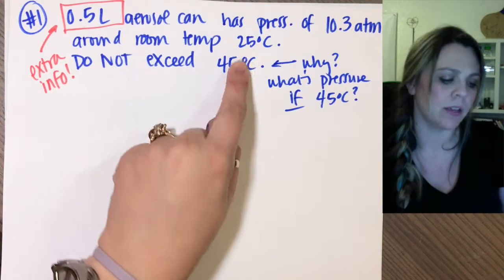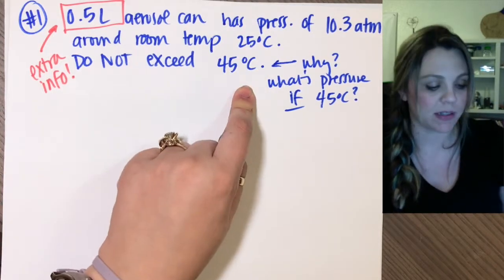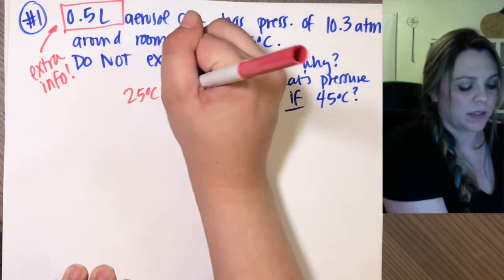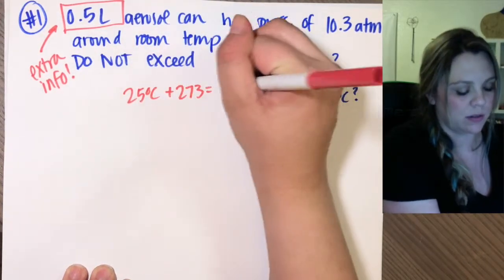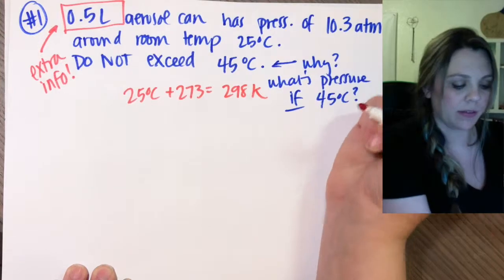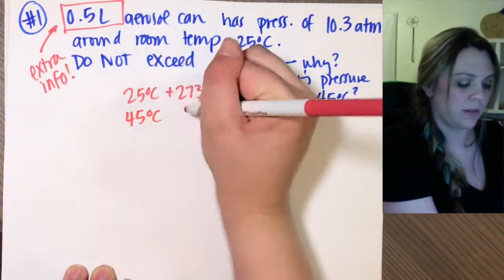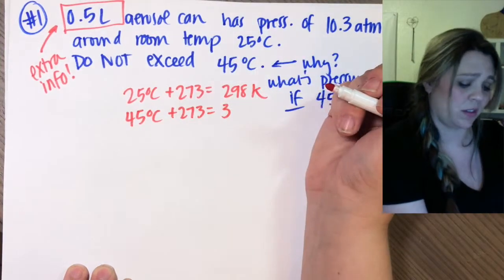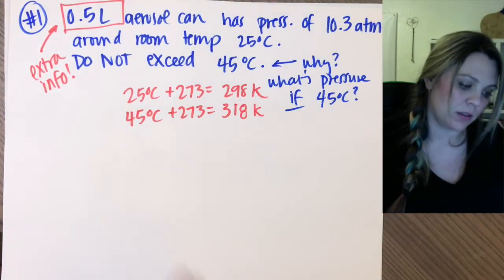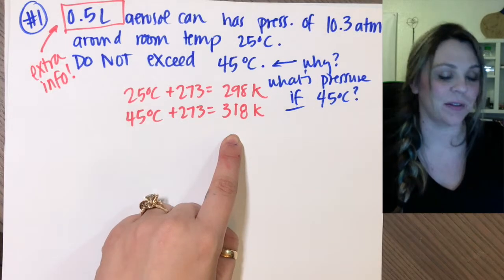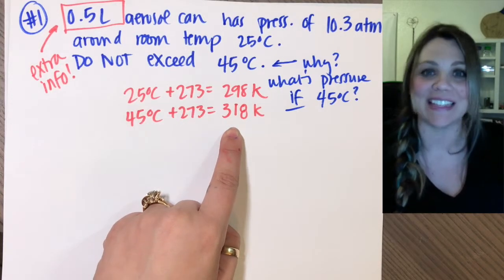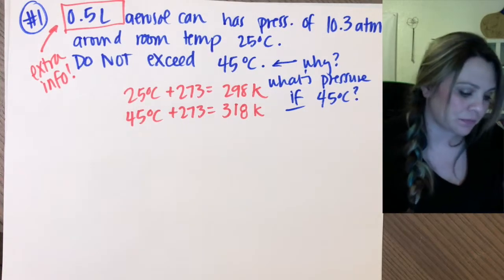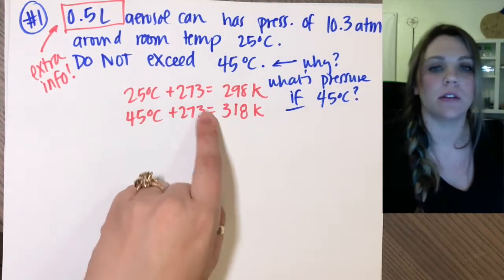Now, also remember, you don't want to be in Celsius, you have to be in Kelvin. So first things first, 25 degrees Celsius plus 273 is 298 Kelvin. 45 degrees Celsius plus 273 is, no, not 348, 318. Okay, I can do math. Not in my head though. All right, so I solved for this in Kelvin.